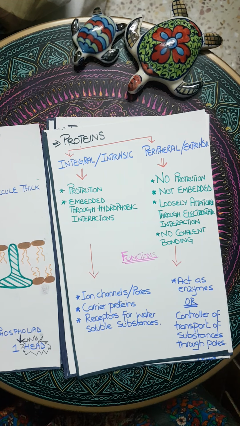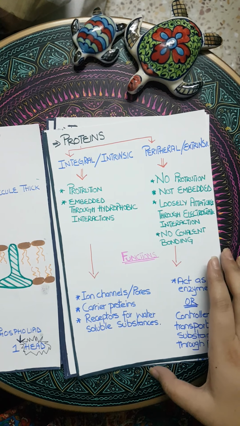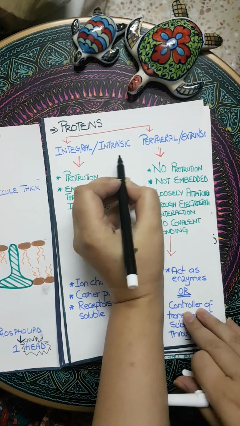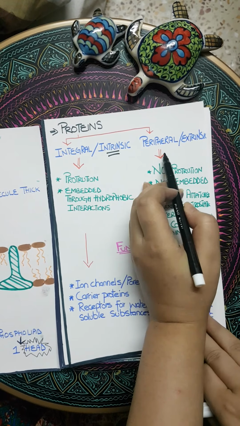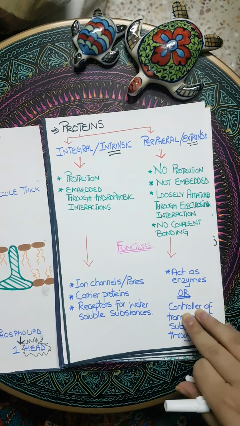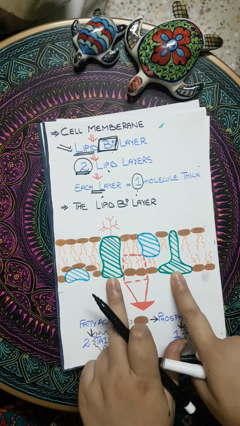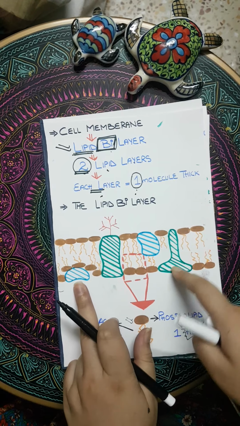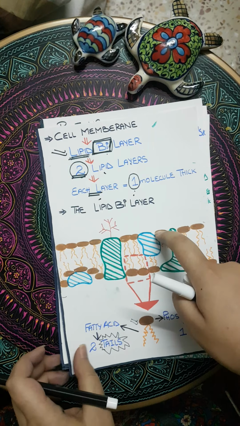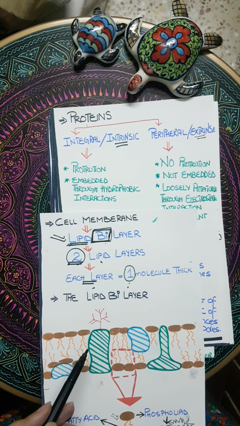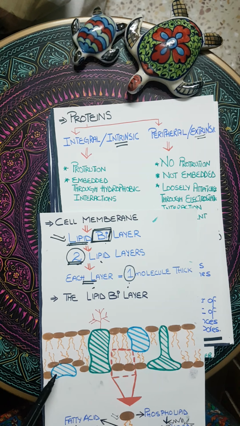Then this next component is protein. We have two types of proteins, the integral or intrinsic proteins, and the peripheral or extrinsic proteins. These green ones are the intrinsic proteins and the blue ones are the extrinsic proteins. So intrinsic proteins protrude all the way through the membrane, whereas extrinsic proteins do not pass through the whole membrane.